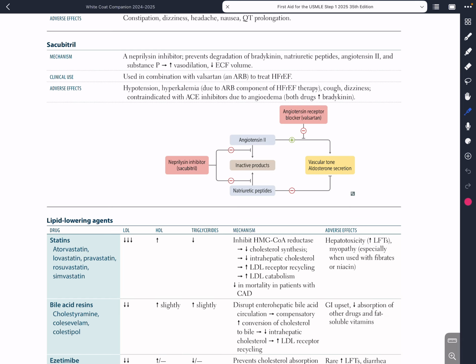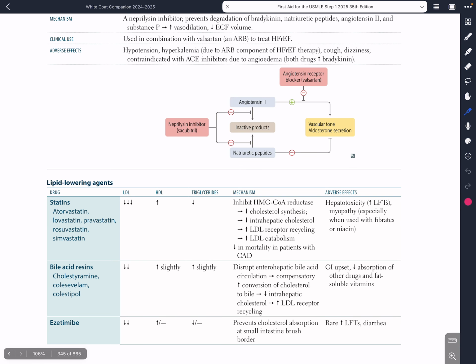ACE inhibitors, increase bradykinin. There is a small diagram here that is worth looking into, because it explains how sacubitril inhibits angiotensin II and natriuretic peptides to form inactive products. Because sacubitril is inhibiting the angiotensin II receptor, angiotensin II gets shunted towards vascular tone and causes aldosterone secretion. So sacubitril inhibits natriuretic peptides, and natriuretic peptide inhibits aldosterone secretion.